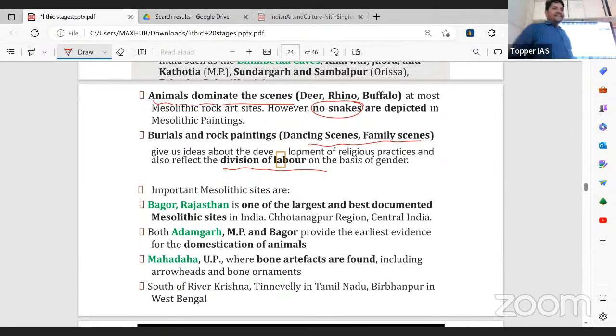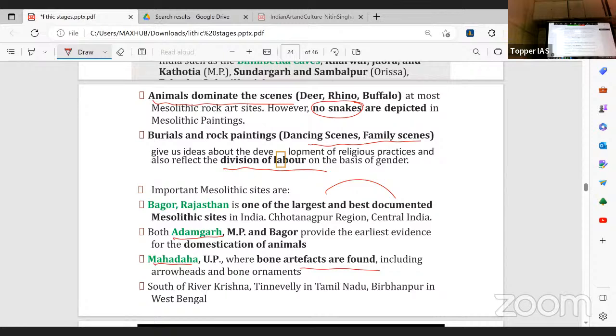Right. So some Mesolithic sites. One is Bagor in Rajasthan, the largest and best documented Mesolithic site. Then Adamgarh in MP, basically the earliest evidence of domestication of animals. Bagor in Rajasthan, Adamgarh in MP, and Mahadaha in UP, where bone artifacts are found.